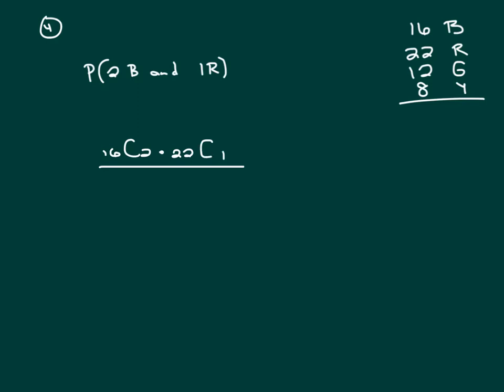Now in the denominator of our fraction, it's going to be the total number of gumballs we have to choose from. So if you add all these up, we have 58 gumballs. So we have 58 gumballs to choose from. And out of those, we want to choose a total of 3. So this is how we would set up our problem.